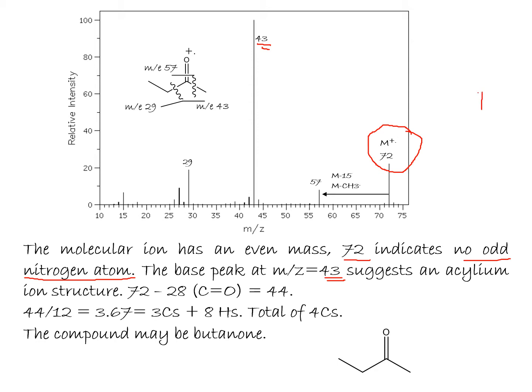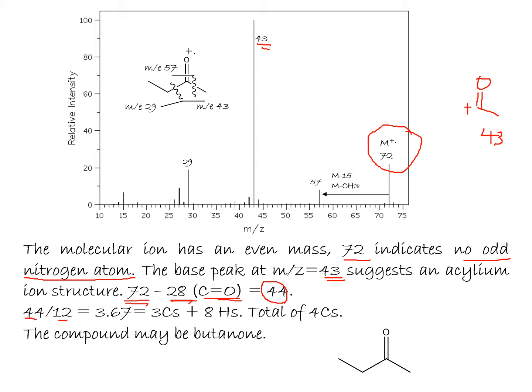We have carbonyl, we have CH3, so most likely we have an acylium ion at 43. We have molecular ion 72. We have C double bond O from the IR, 28. So the left residue is of mass 44.